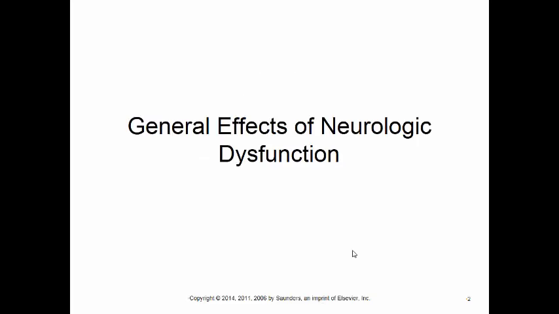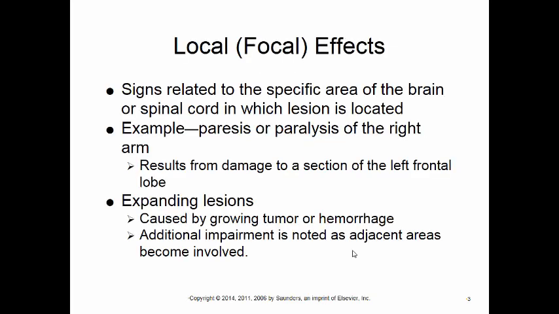So, the general effects of neurologic dysfunction. First off, you have local or focal effects, which is where there are signs related to a particular area of the brain. So the frontal lobe has the function of speech. So if you can't talk, then it's probably something going on with the frontal lobe. Or there might be a lesion on the spinal cord at a particular area. So these are very focused, or numbness in this particular part of the body.